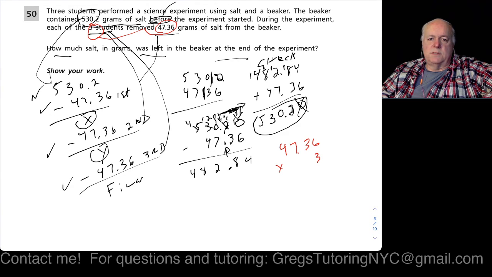Okay, 6 times 3 is 18. Carry my 1. 3 times 3 is 9. Plus 1 is 10, 0. Carry my 1. 7 times 3 is 21. Plus 1 is 22. Carry my other 2. 4 times 3 is 12. 13, 14. And I had no decimal places here, and I moved over 1, 2 here. So I have to do the same thing, 1, 2 there. Okay?